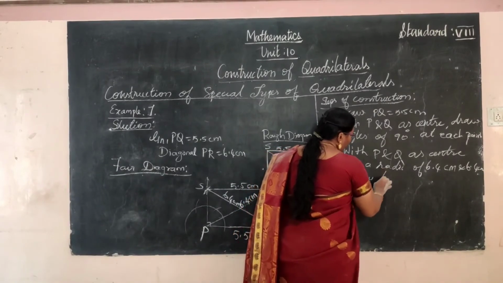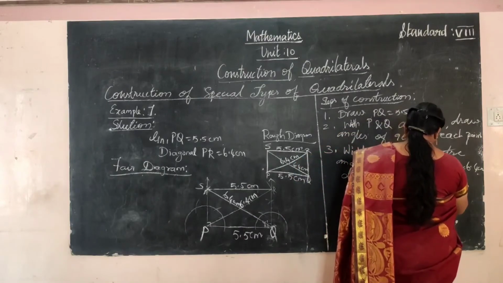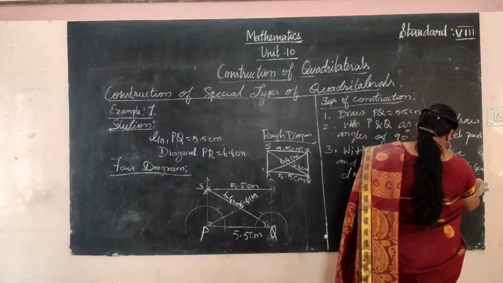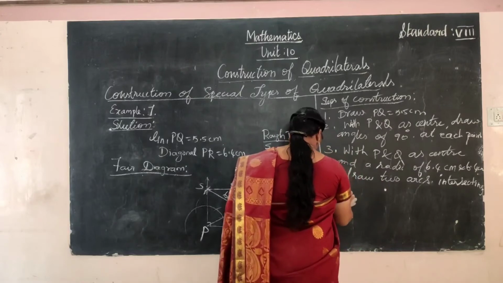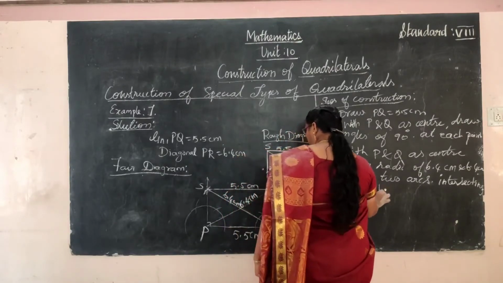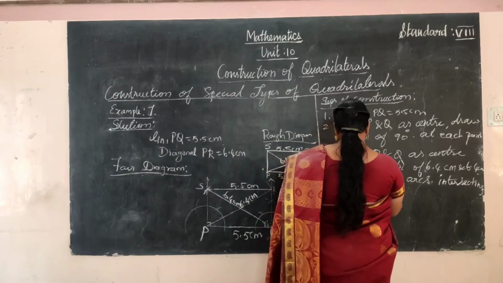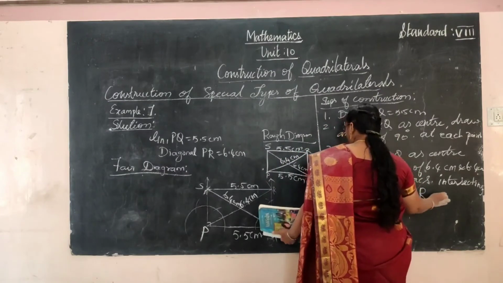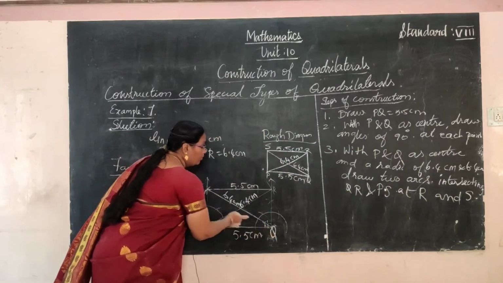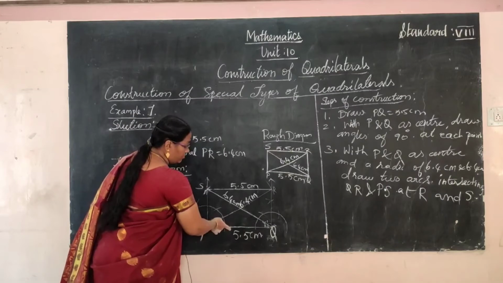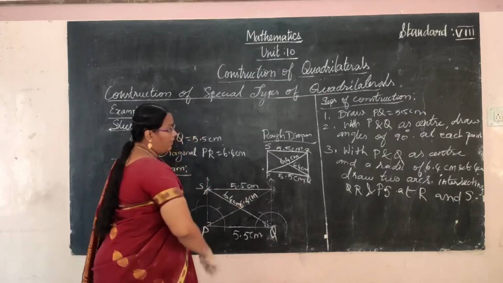Draw two arcs intersecting the perpendicular lines Q R and P S at R and S. R and S, is it? Yes, Q R and P S at R and S.